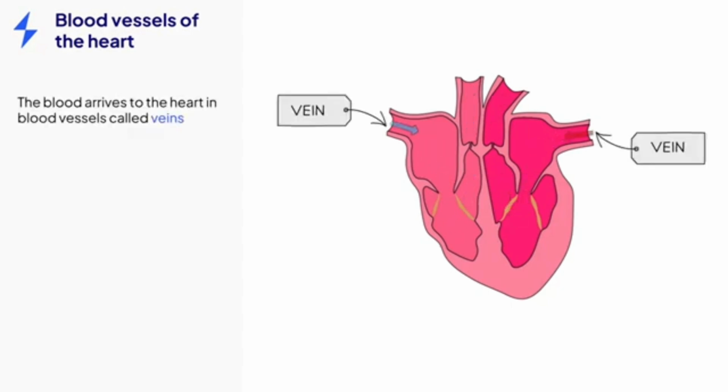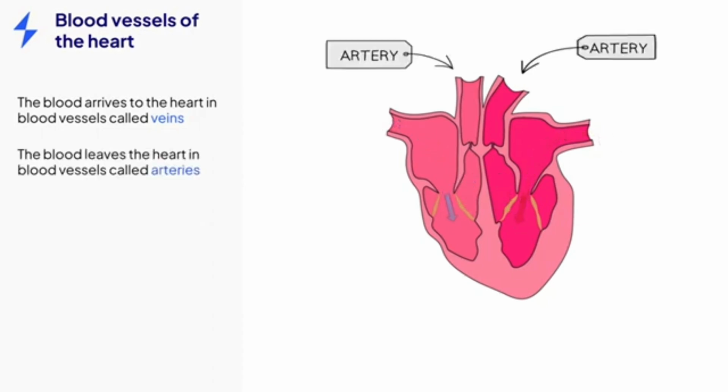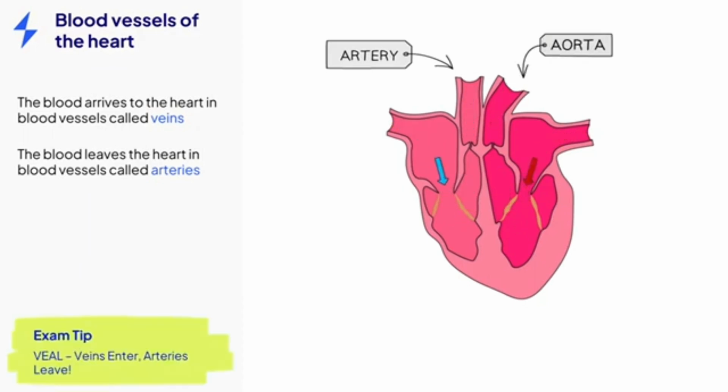Veins are responsible for bringing blood to the heart. This is either deoxygenated blood from the body or oxygenated blood from the lungs. Labelled on the left of the diagram is the vena cava, the main vein of the body. Arteries take blood away from the heart, either oxygenated blood to the body tissues or deoxygenated blood to the lungs. You can see here the aorta labelled on the right-hand side of the diagram, which is the main artery in the body. The acronym VEAL can be a useful way to remember this.